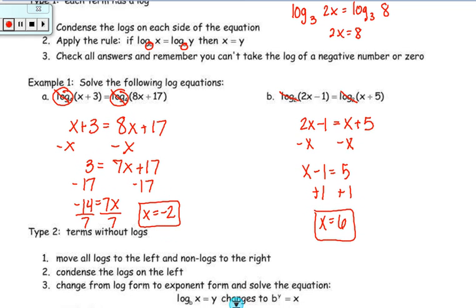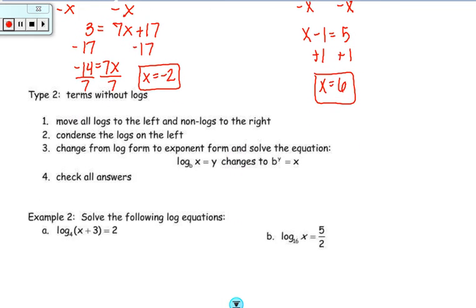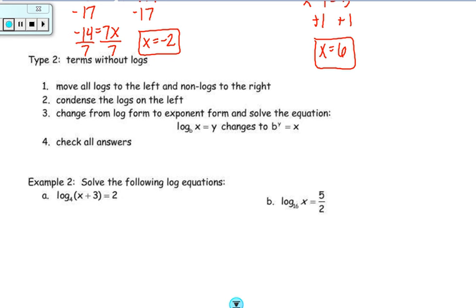The next set, type 2, is when I don't have a log on both sides. I want everything that has a logarithm on the left and everything that just has a single number to the right. So if I have log base 4 of x plus 3 equals 2, you have a single logarithm. Rewrite your logarithm as an exponential. You have the base, you have an exponent, and you have what it equals. So if I rewrote log base 4 of x plus 3 equals 2, I would have base to exponent: 4 squared equals x plus 3.